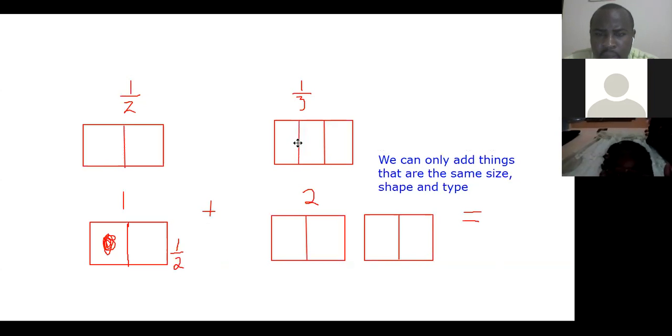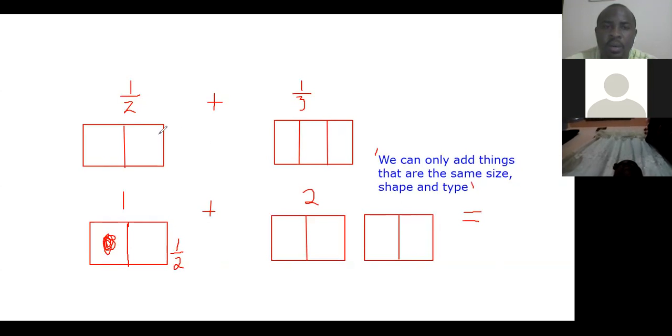Okay, good. Now let's look at this, Zaria. If I put a plus sign between here, right? Yes, sir. And say to add them, can we add these as they are? No, sir. Why not? Yes, sir, I can add them. Okay, think before you talk, right? What kind of things can we add? Fractions. Read down here. So we can add things that are what? The same size, shape, and type.